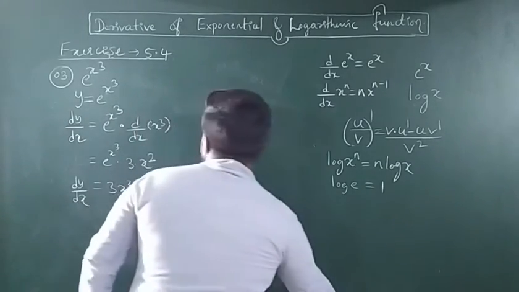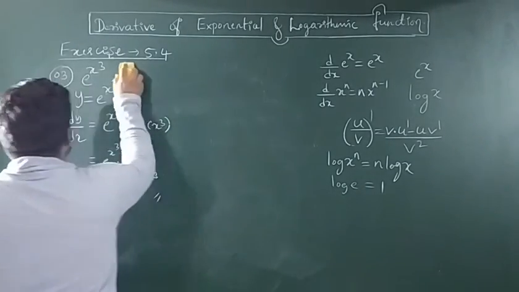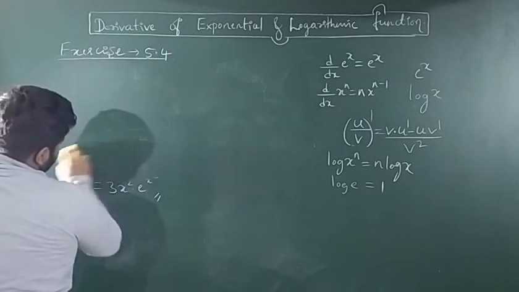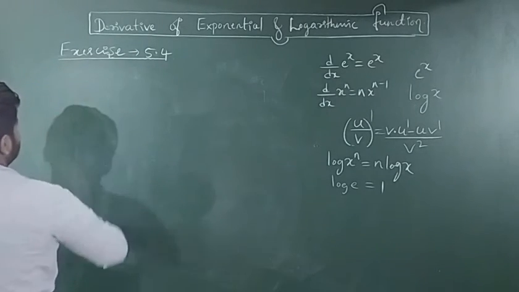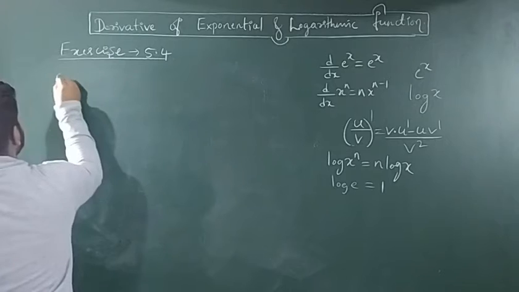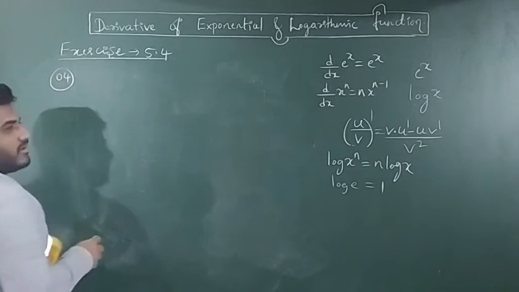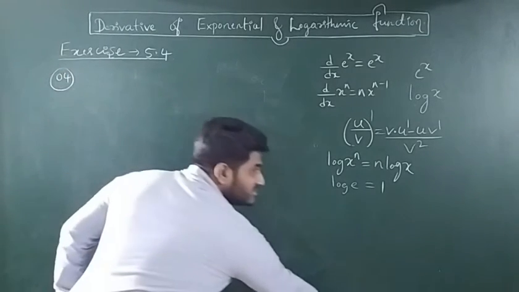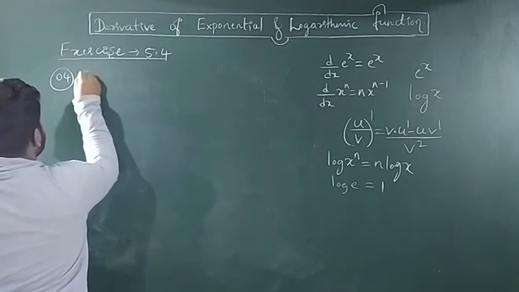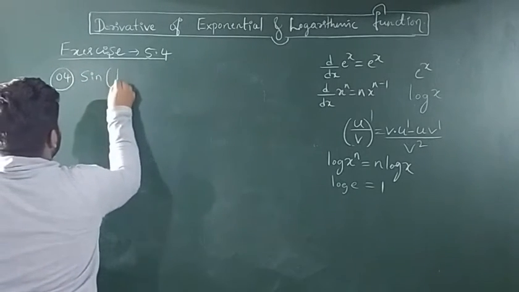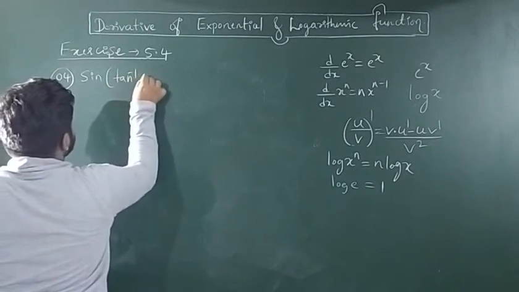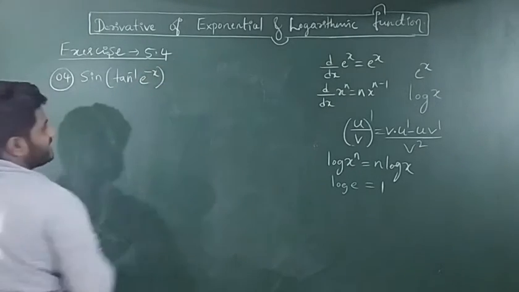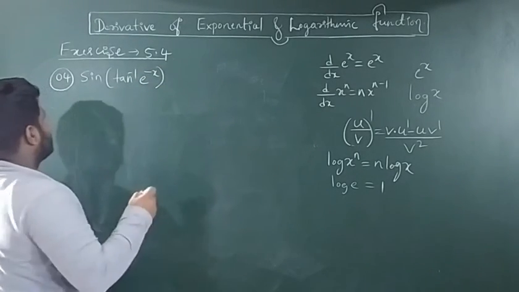Next, fourth example of this exercise. Sine of tan inverse e raised to minus x. Sine of tan inverse e raised to minus x. So this is a fourth example.